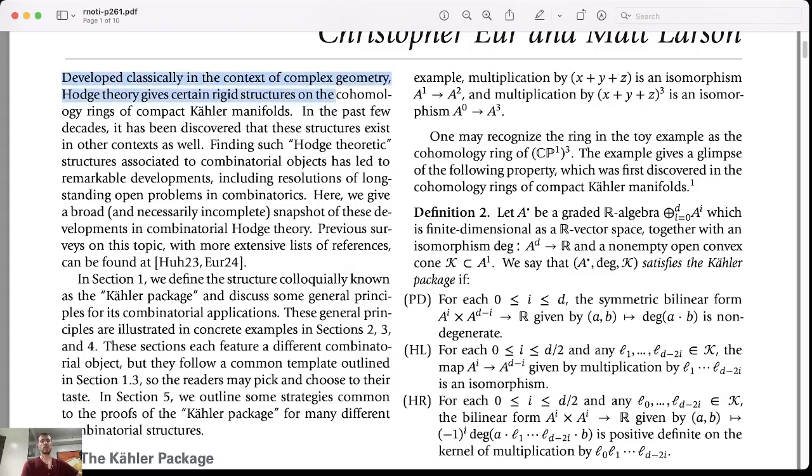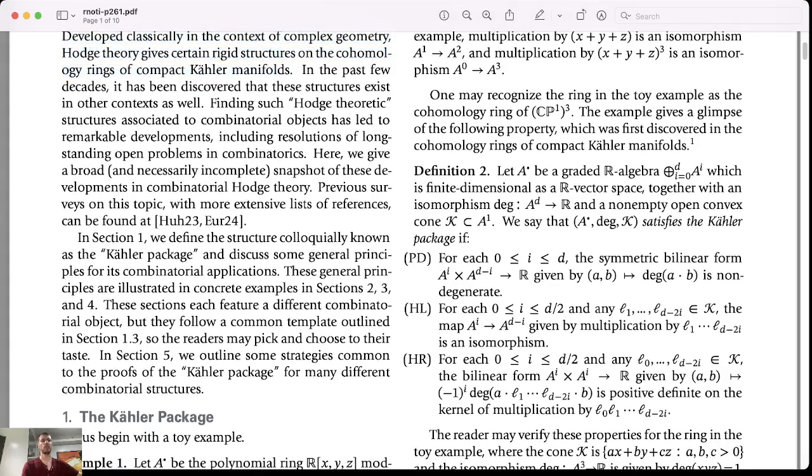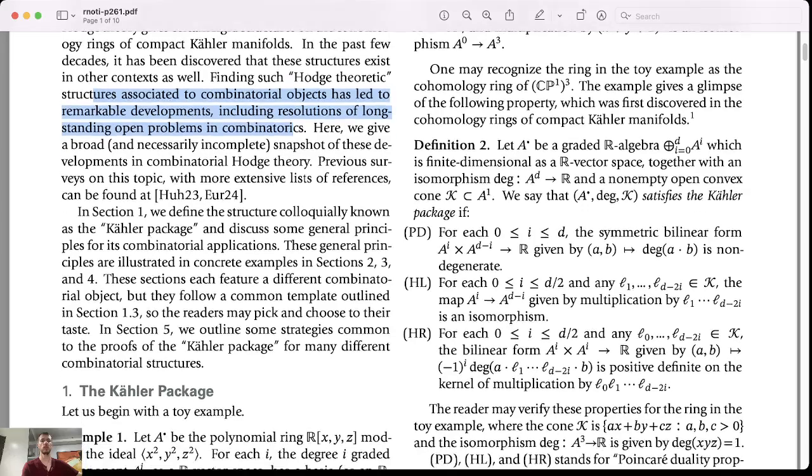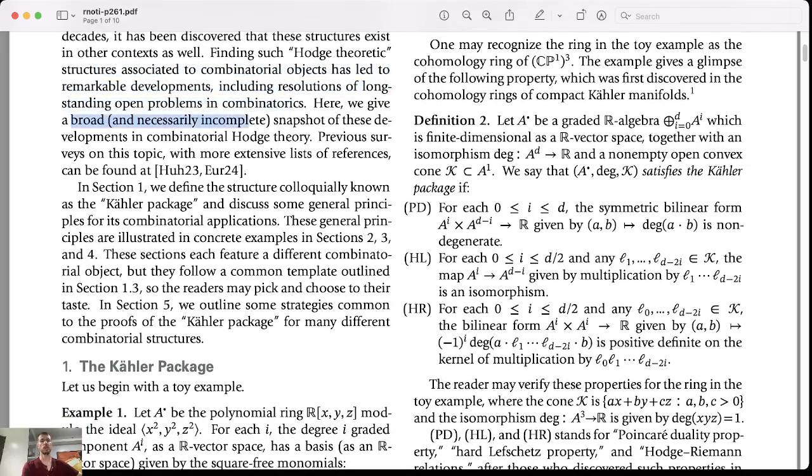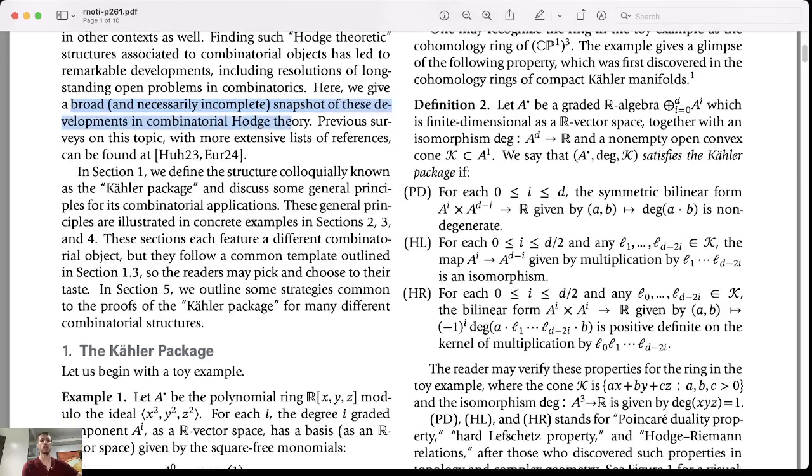Developed classically in the context of complex geometry, Hodge theory gives certain rigid structures on the cohomology rings of compact Kähler manifolds. In the past few decades, it's been discovered that these structures exist in other contexts as well. Finding such Hodge theoretic structures associated to combinatorial objects has led to remarkable developments, including resolutions of long-standing open problems in combinatorics. Here we give a broad and necessarily incomplete snapshot of these developments in combinatorial Hodge theory.